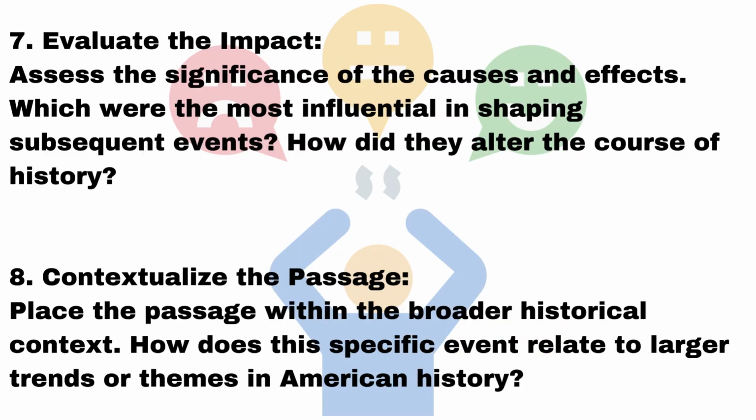7. Evaluate the impact. Assess the significance of the causes and effects. Which were the most influential in shaping subsequent events? How did they alter the course of history? 8. Contextualize the passage. Place the passage within the broader historical context. How does this specific event relate to larger trends or themes in American history?